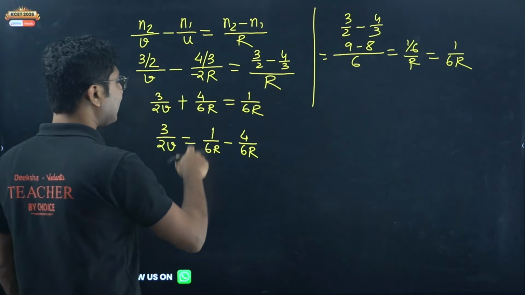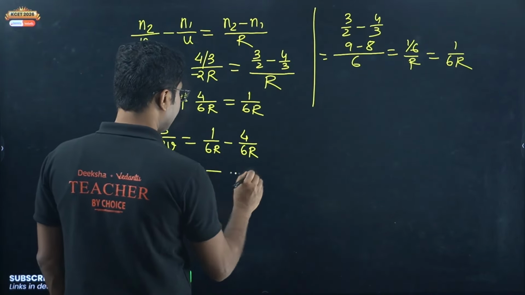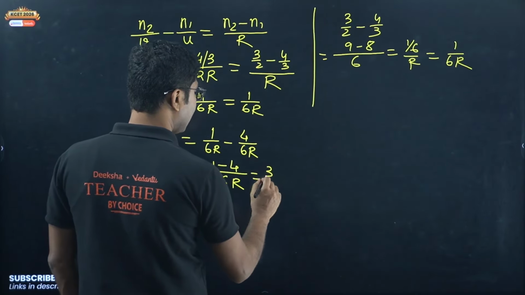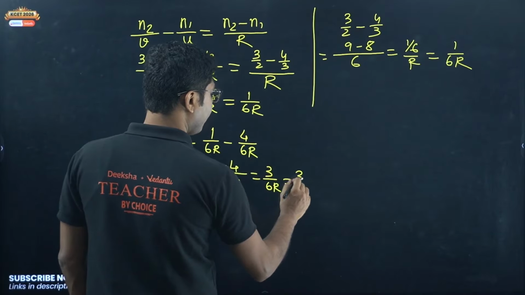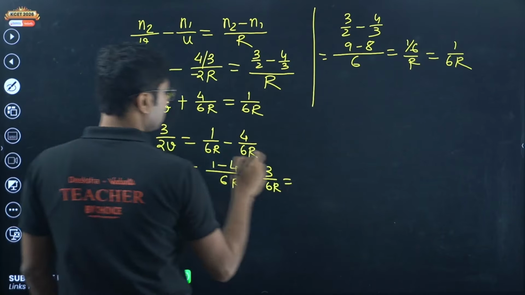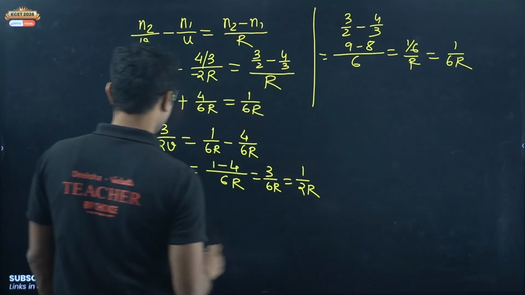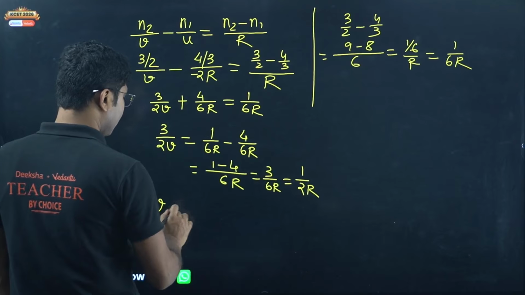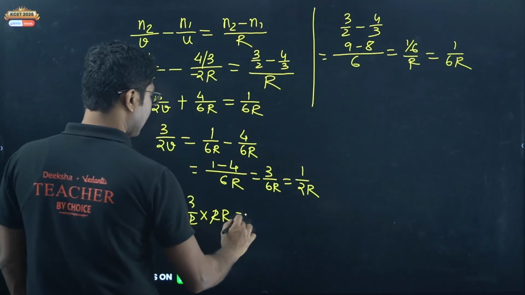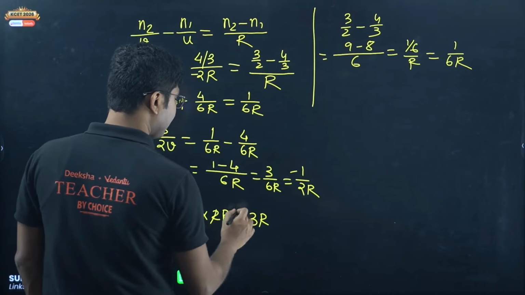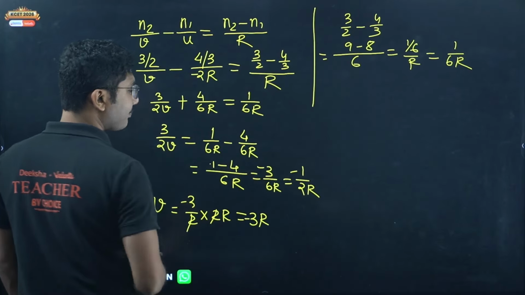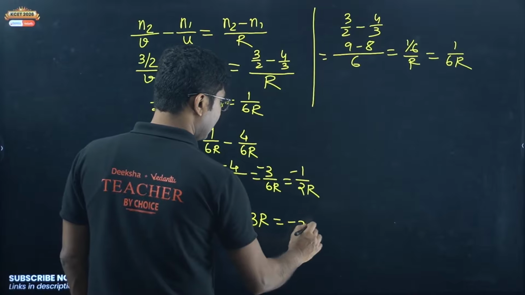So you will get 1 by 6R minus 4 by 6R, where 6R is the LCM. 1 minus 4, that is minus 3 by 6R, or minus 1 by 2R. So now V will be equal to 3 by 2 into 2R. The 2 cancels, that is 3R, and there is a negative sign also. The negative sign you cannot ignore, because 1 minus 4 is minus 3. Right? So it will be minus 30 centimeter.